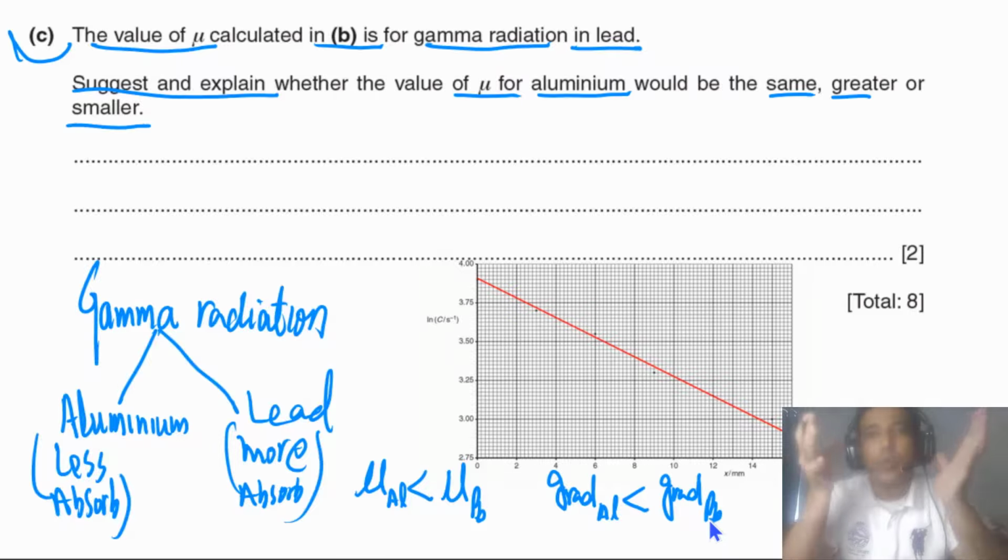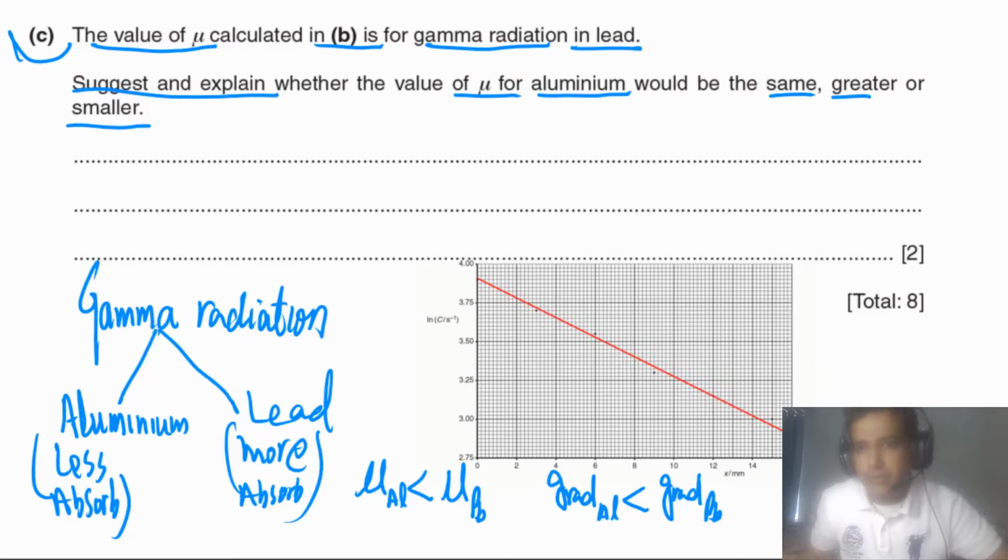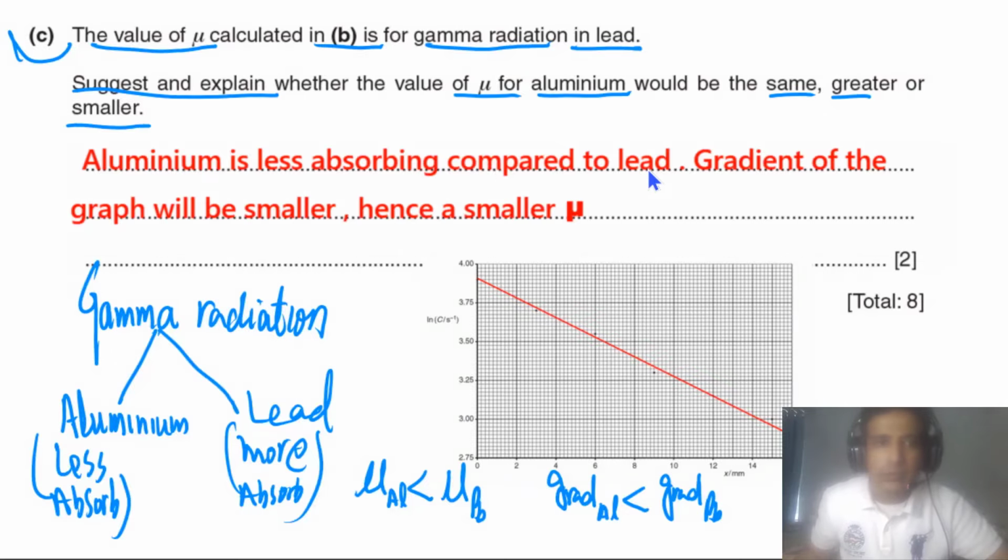That's all you need to understand. Lead is very good at absorbing gamma radiations, but aluminium is less absorbing. So the value of mu for aluminium will be smaller, and mu is equal to the negative of the gradient, so the gradient of the graph will also be smaller. Now let me show you how to write your answer. You have to mention these points: aluminium is less absorbing compared to lead; the gradient of the graph will be smaller, hence a smaller value of mu.